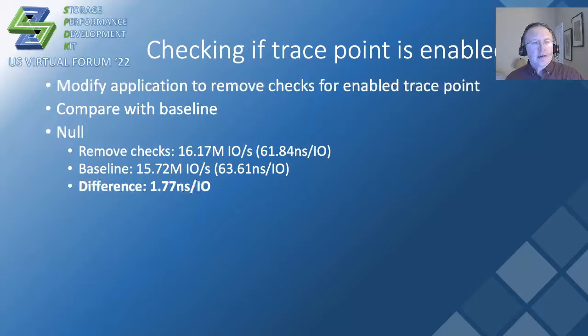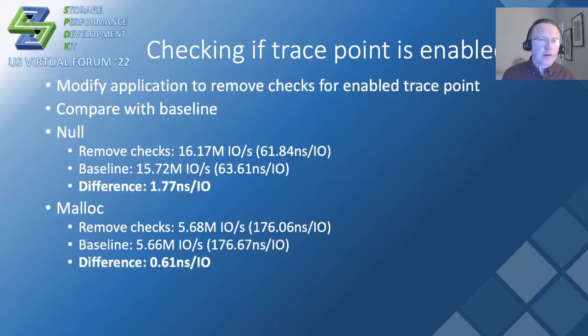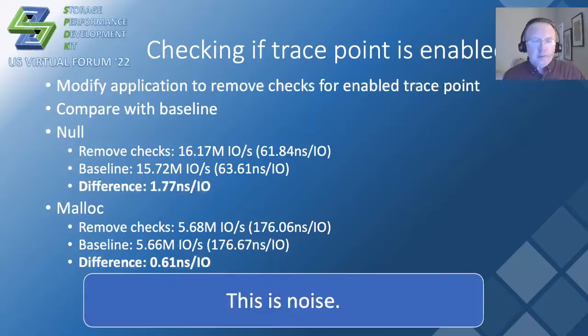And so for the null bdev test, we effectively had a difference of less than 2 nanoseconds per IO, which means less than 1 nanosecond per trace point event, just for doing the check to see if the trace point is enabled or not. And then for malloc, it actually ended up being even less. It works out to far less than a nanosecond per IO. So I think with this we can say there's virtually no cost to having this enabled in the code base. This is really in the noise.